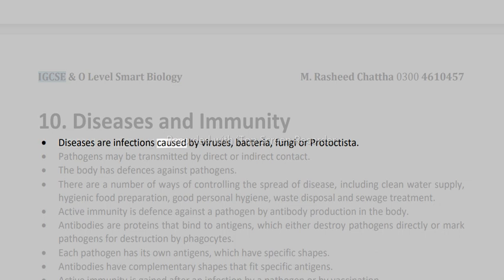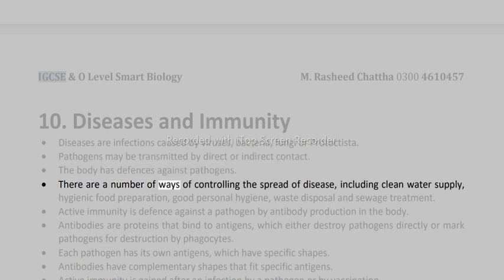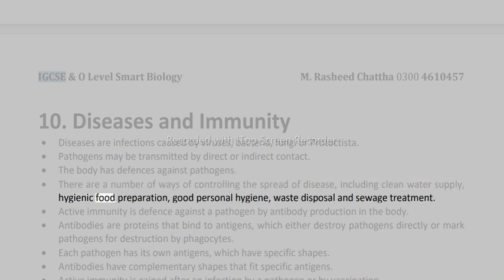10. Diseases and immunity. Diseases are infections caused by viruses, bacteria, fungi, or protoctista. Pathogens may be transmitted by direct or indirect contact. The body has defenses against pathogens. There are a number of ways of controlling the spread of disease, including clean water supply, hygiene, waste disposal, and sewage treatment.